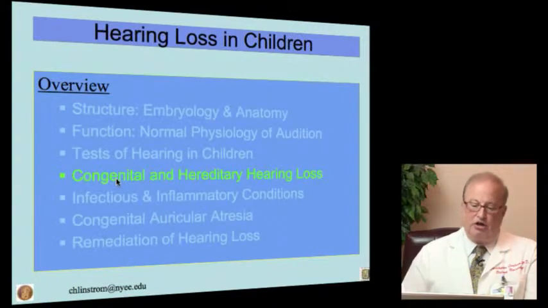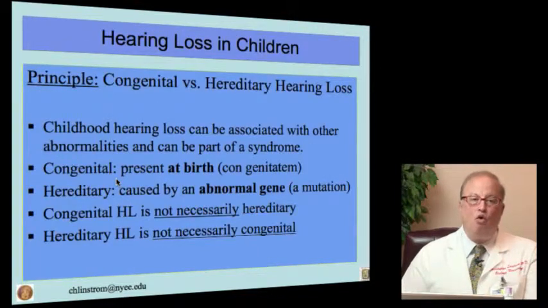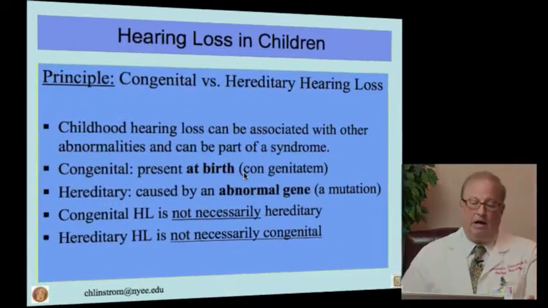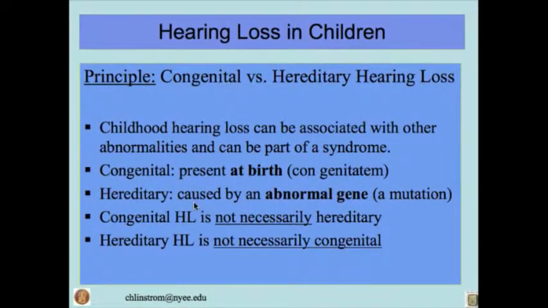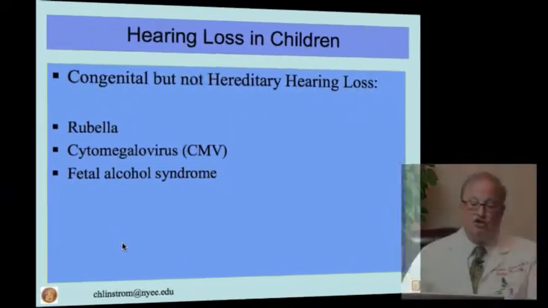Let's move on. Congenital and hereditary loss. Well, this is an enormous topic, and I'll mention some very important authors at the end. So this is hearing loss that can be classified as either congenital, congenitata, meaning at birth, and some conditions are immediately apparent at birth, or hereditary, that is, caused by an abnormal gene. So they're not necessarily present at birth. They may develop later on. Congenital hearing loss is not necessarily hereditary. I'll give you some examples. Hereditary hearing loss is not necessarily congenital.